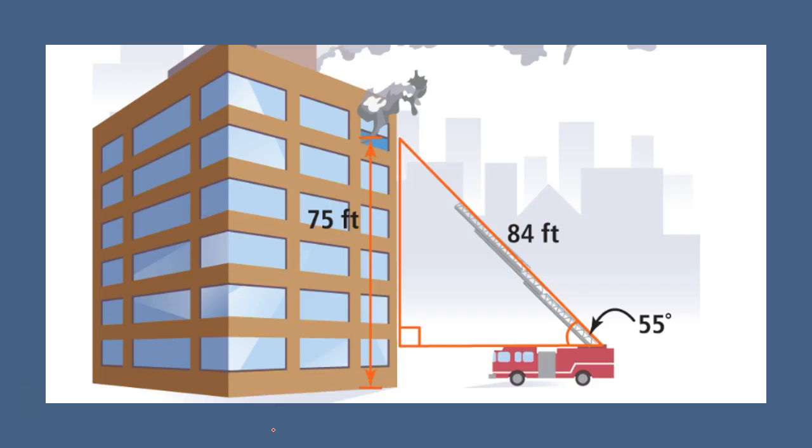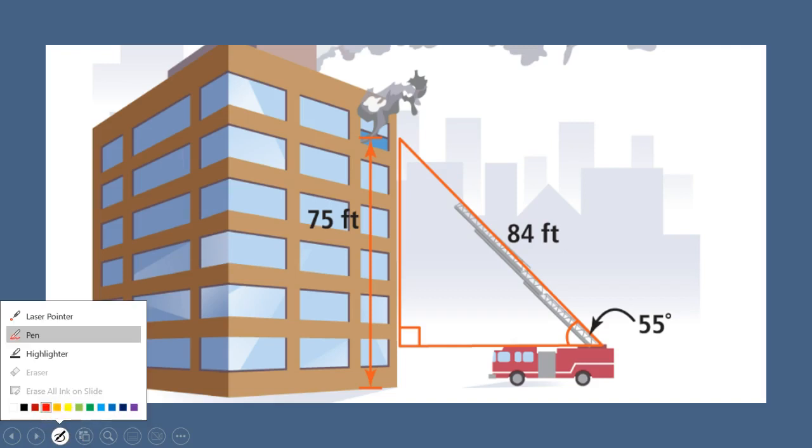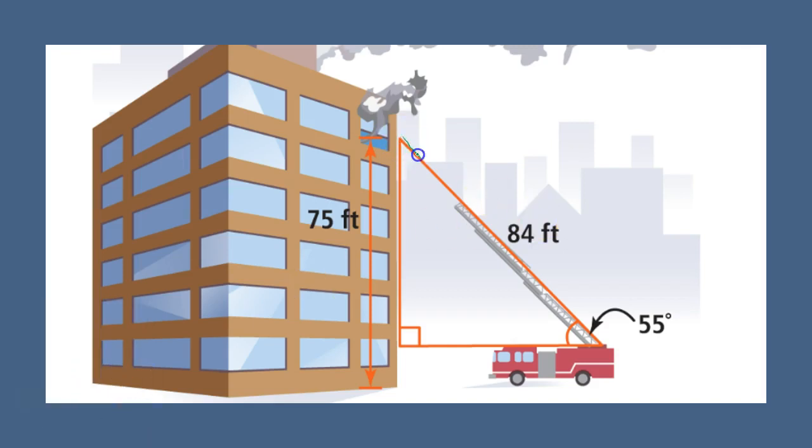Okay, so this is the picture that I have. The ladder is 84 feet, so this side length should be 84 feet. We're going to pretend this ladder extends all the way out. The angle with the truck is 55 degrees. And we are trying to find this missing length of the triangle so we can tell whether it reaches 75 feet.